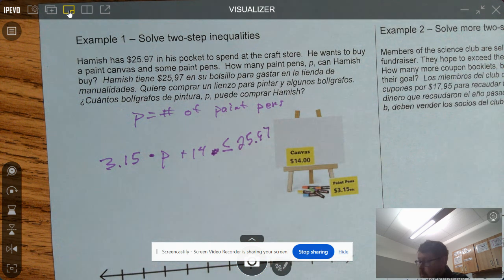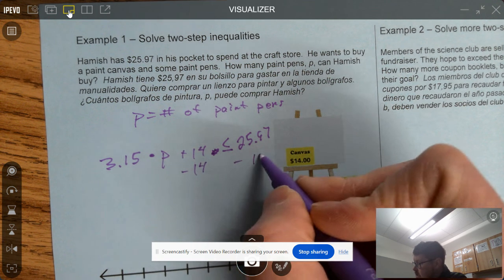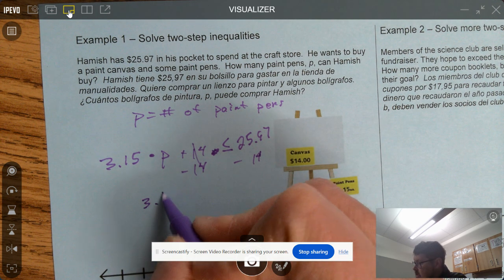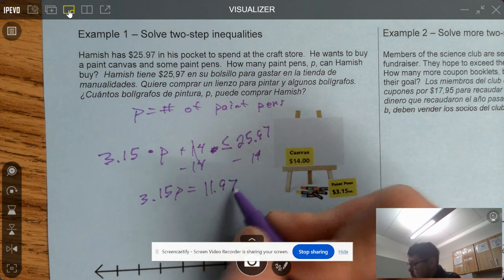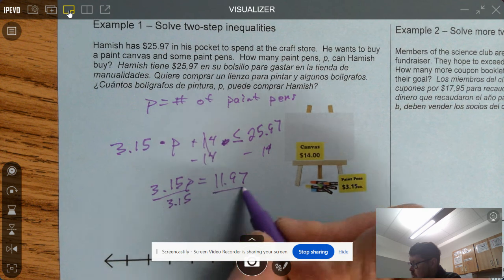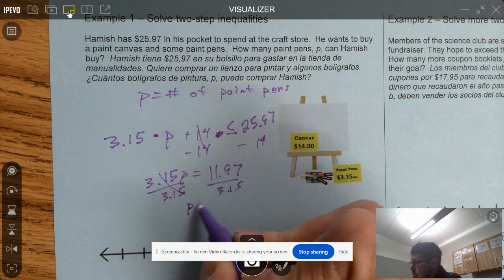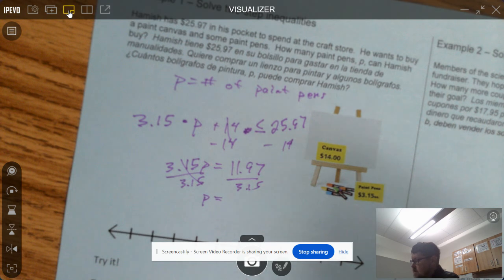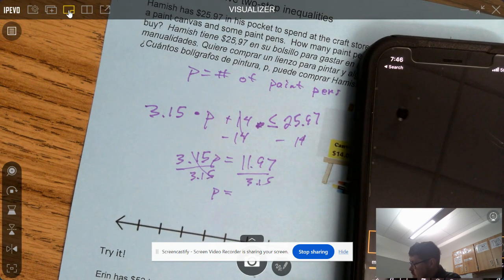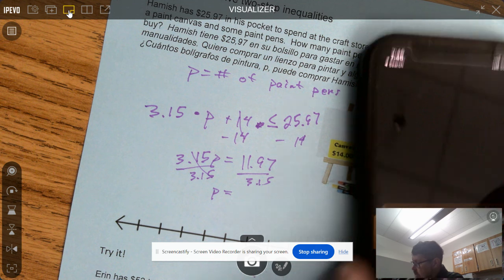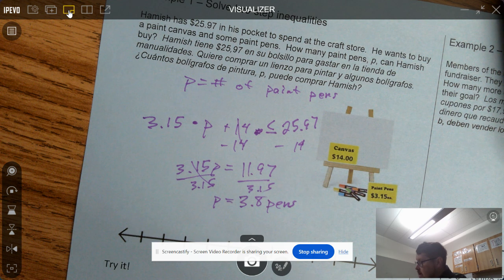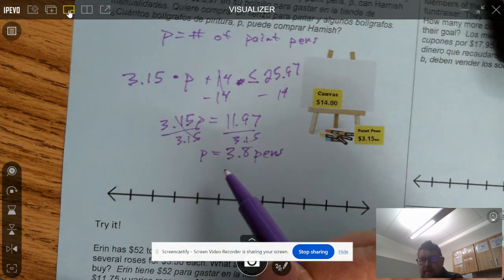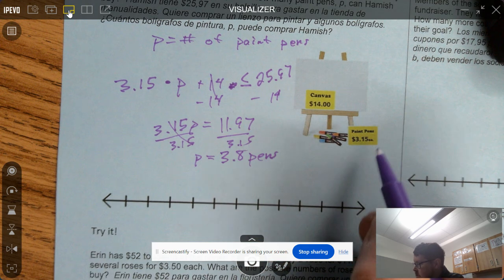Okay. So we're going to take that 14 to the other side. We've got 3.15P is less than or equal to 25.97 minus 14, which is, I think, 11.97. Then we divide by 3.15. So P is going to be 11.97 divided by 3.15, which gives us 3.8 pens. But we can't have 3.8 pens, because you can't buy 0.8 of a pen. So you can only buy 3 pens, because 4 pens would send you over the price.